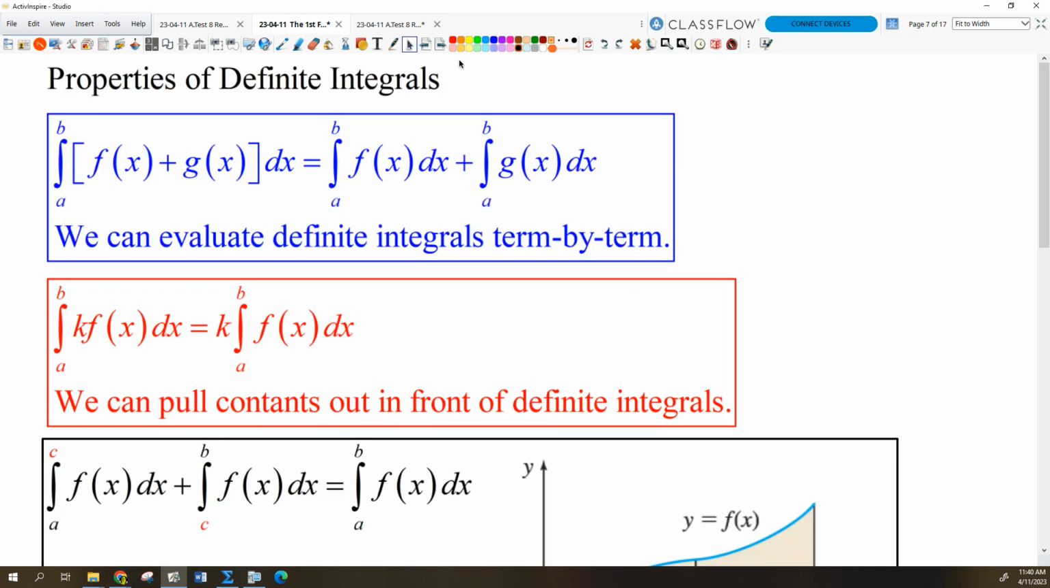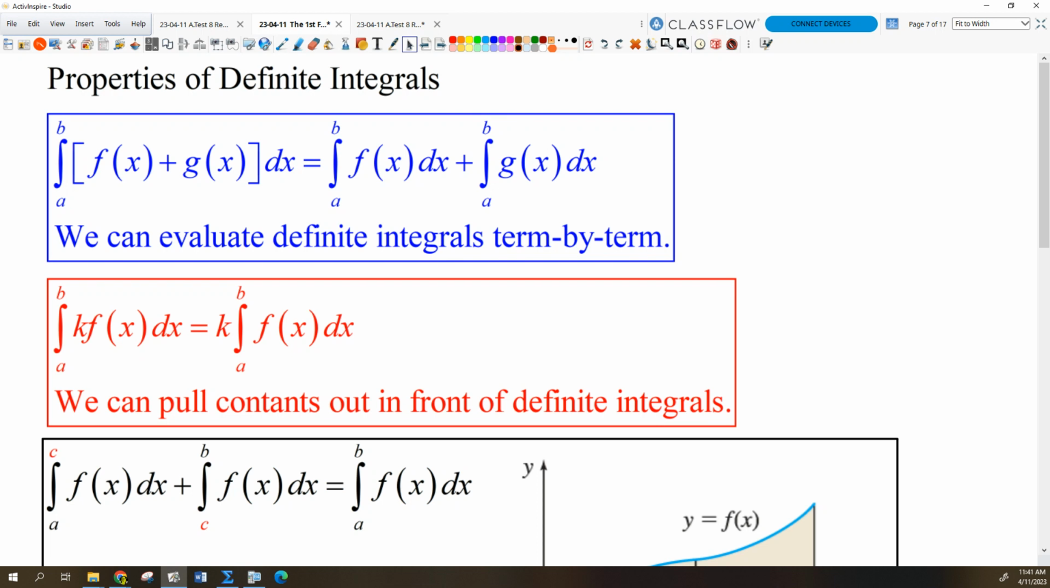All right. So some properties of definite integrals. I just want to take a look at some of these because you already probably know most of these, they're just common sense. Okay, what's the first one say? We can evaluate definite integrals term by term. So we can break up definite integrals just like we could with antiderivatives and derivatives. If I have a sum of terms, I could break that into separate definite integrals.